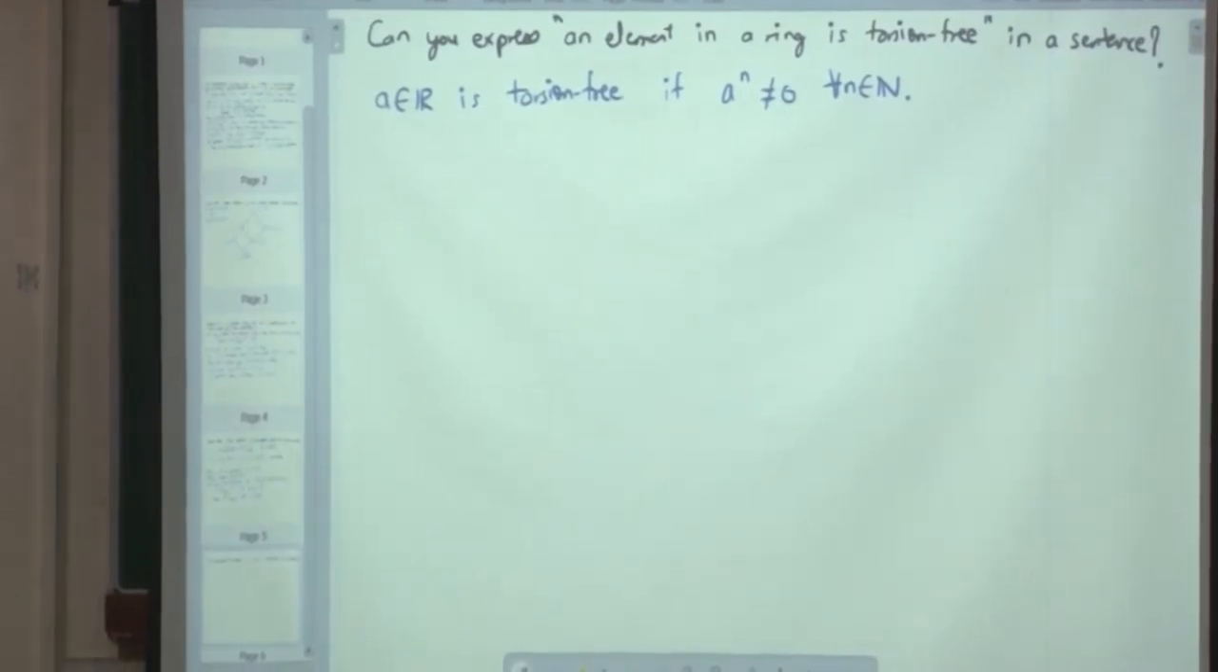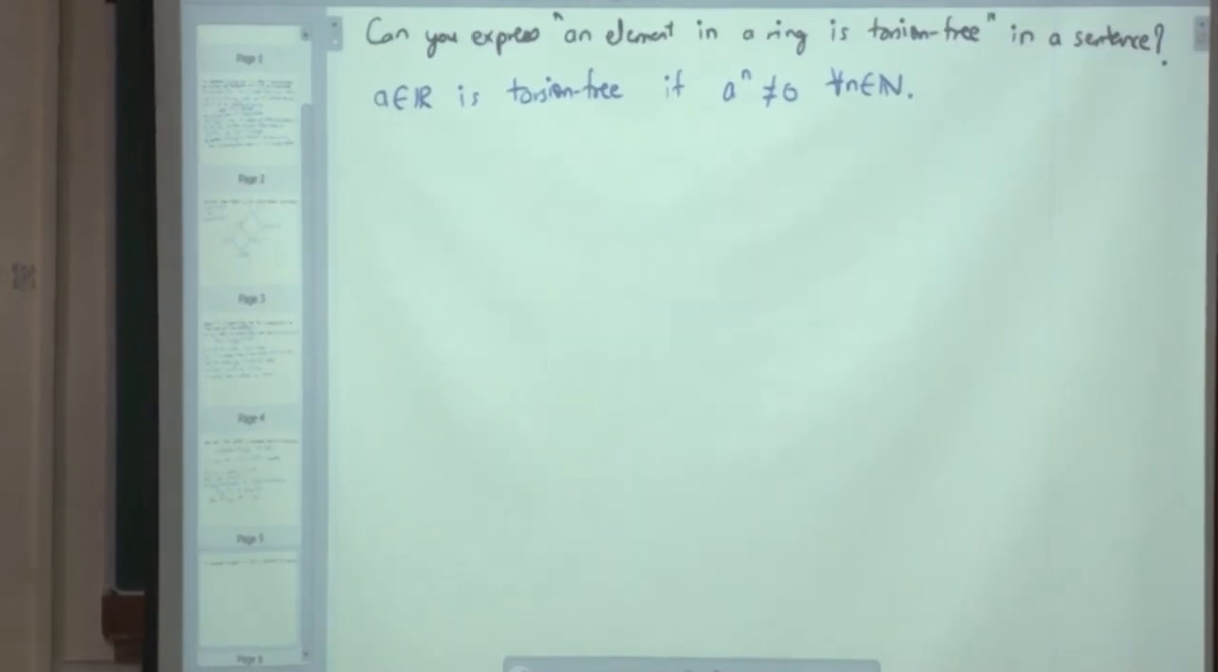Okay, so which elements of the real numbers are torsion free? All. Okay. Which elements of, let's say, Z mod 3Z are torsion free? Or what about just the integers? Which elements are torsion free? All non-zero elements are torsion free. Very good. Then Z mod NZ, where N is arbitrary.